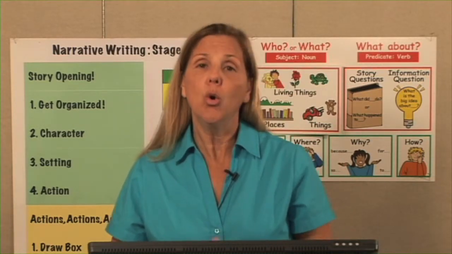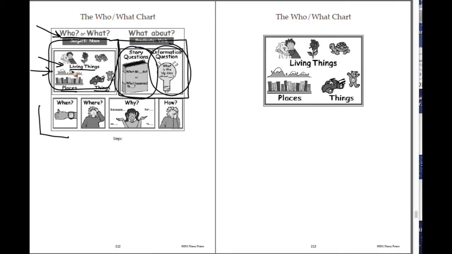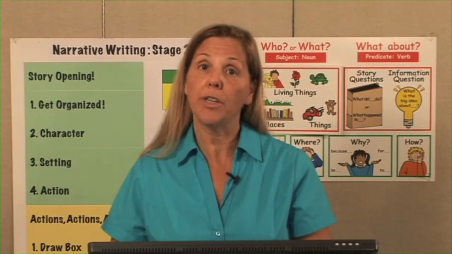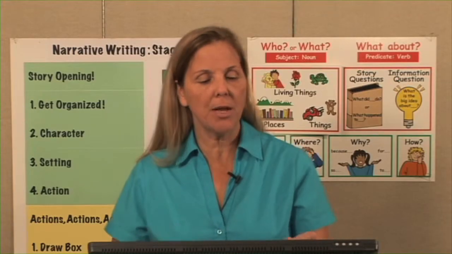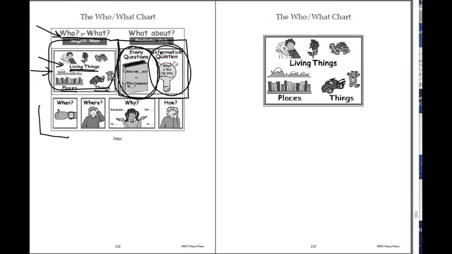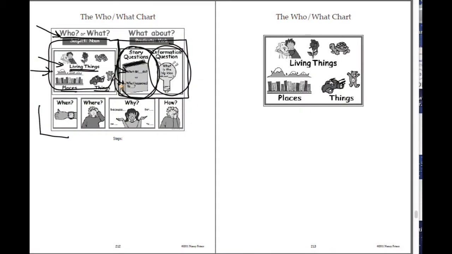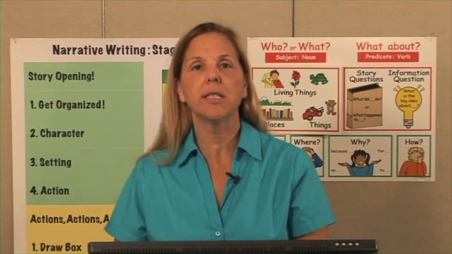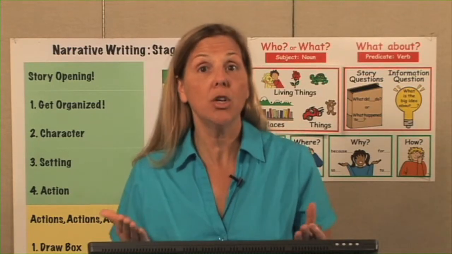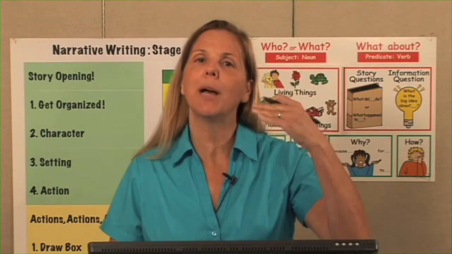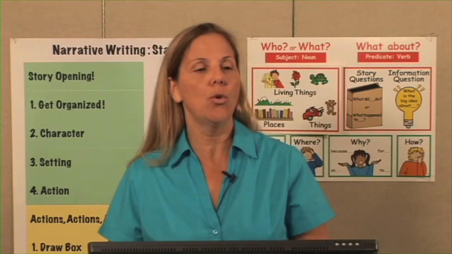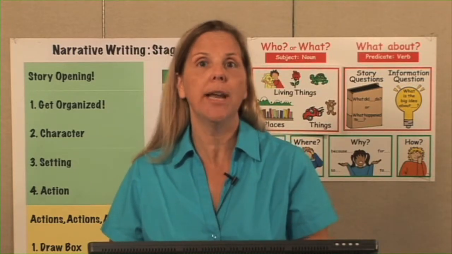So if we said, who or what are we writing about? A monkey. Oh, that's a living thing. We're going to write about a monkey. What about the monkey? Are we writing a story, or is this information about a monkey? Oh, we're writing a story. What about the monkey? Now you have two questions. What did the monkey do, or what happened to the monkey? We may say something like, what did the monkey do? And now the students are thinking about the monkey's action. So the monkey ate a banana.